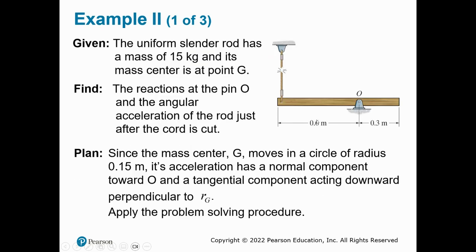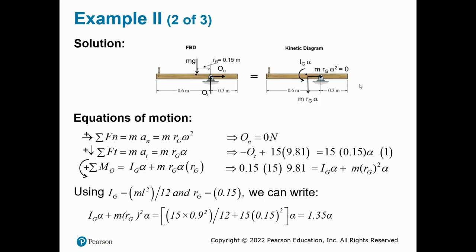Okay, so next problem. When the rope is cut, this rod is definitely going to rotate. So we're going to draw our free body diagram, knowing the mass is 15 kilograms. We're looking for the reaction at the pin O. Again, it's a pin support, so you know the reaction comes out in two different directions, ON and OT, on the normal component and the tangent component. We're looking for the reaction at the pin O and the angular acceleration of the rod just after the rope is cut.